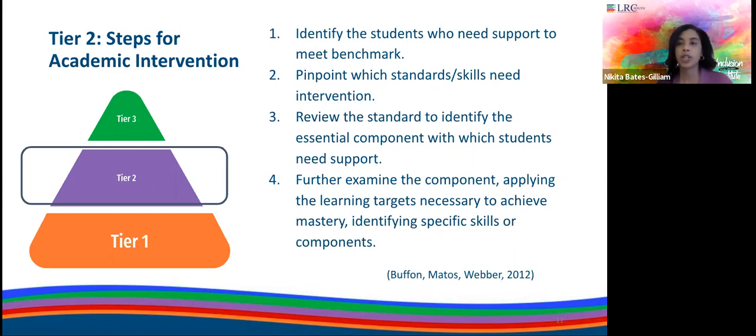Thirdly, we're going to look into reviewing and analyzing the standards to identify the essential components in which the students need that support. And now we're going to reiterate the need for specificity. So in the 4th step here, we need to have further analysis of the component, thinking about the learning targets in mind. We're considering the skills that the students really need to hone in on. So as this educator, how are you going to be supporting the student?